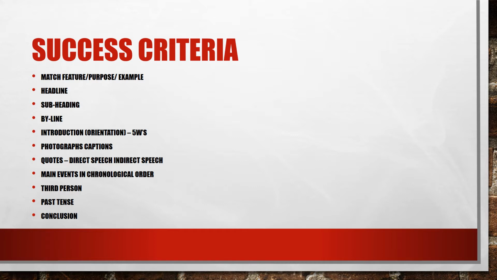Again, we're going to have to apply all these different things, matching the feature, the purpose, and example. Finding the headlines, find the subheadings, bylines, introduction, which, like I said, the orientation. If you remember rightly, that's 5 bums on a park bench. Shh, keep quiet. Photographs, captions, quotes, direct speech and indirect speech, main events in chronological order. It's going to be set in the third person. It's going to be written in the past tense because it's already happened, and the newspaper article will have a conclusion. Now, this is what we're going to be doing.